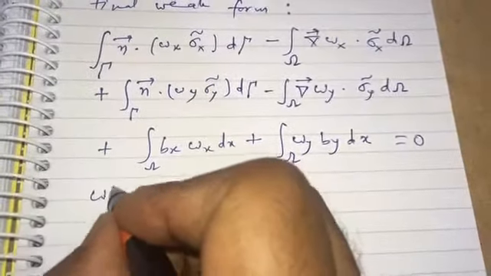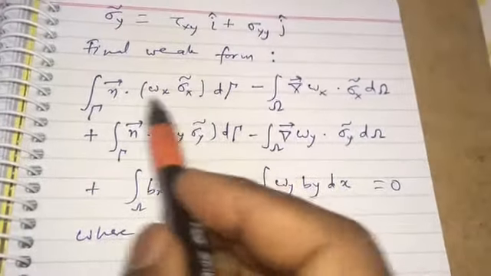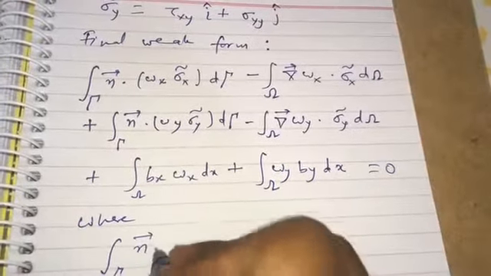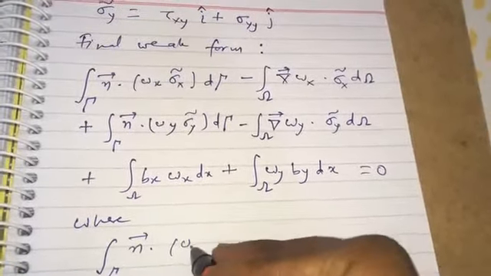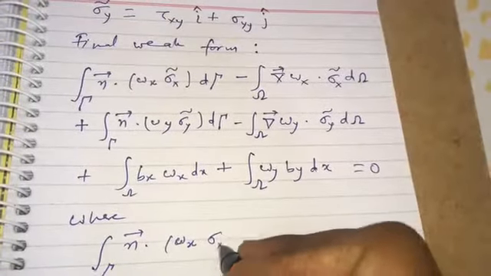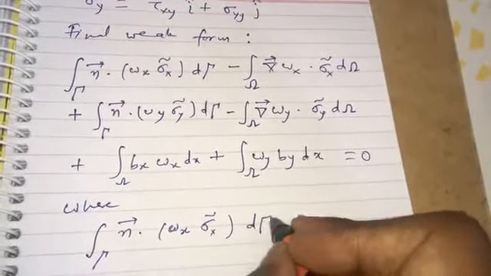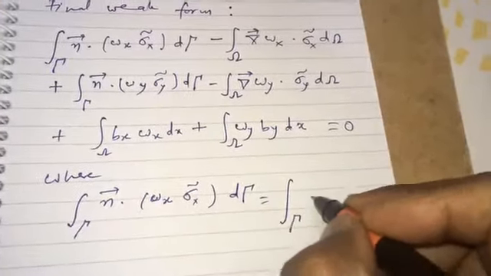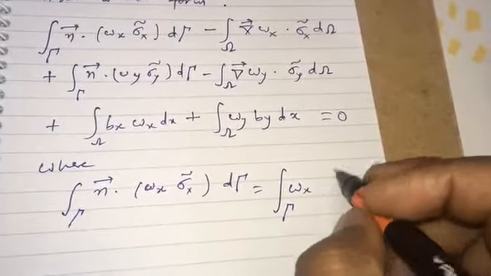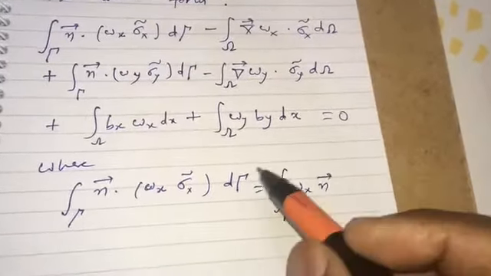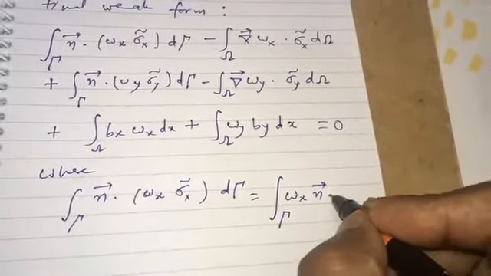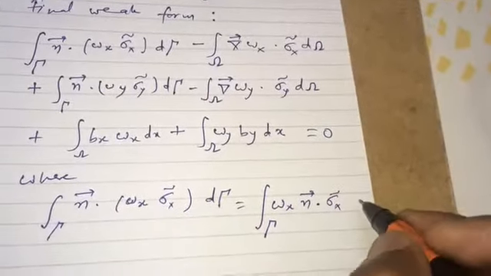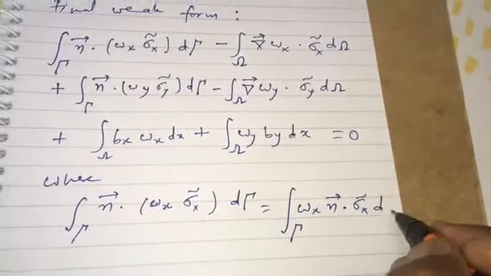Let's look at the first term. The first term is the integral over the boundary gamma of n dot wx sigma x d gamma. wx is a scalar, so we can move it outside, so it is wx times n dot sigma x d gamma.